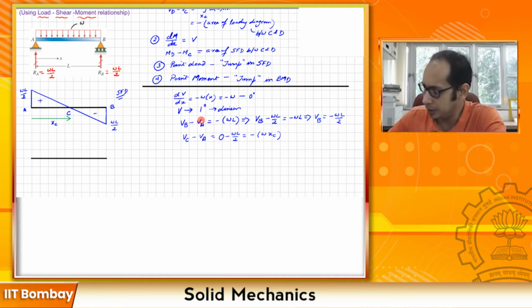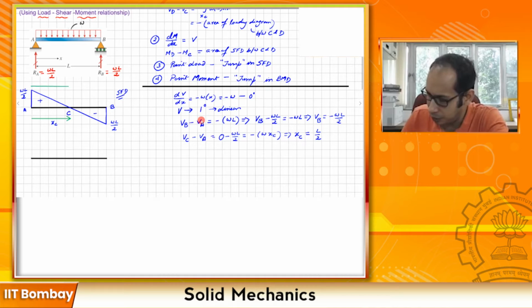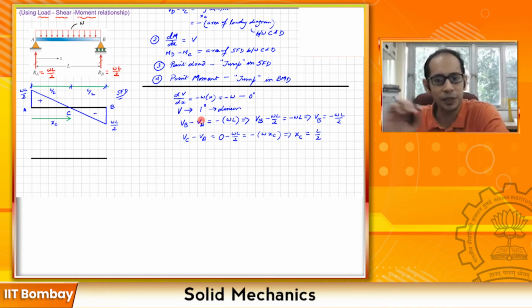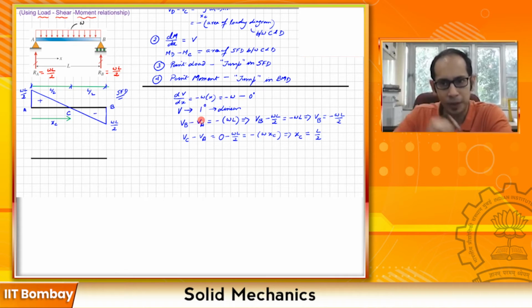So from that you can easily tell that your XC, where the 0 shear happens, comes out as L over 2, right? So we can get this intuitively, or if you want to go the hard-coded way, you can also derive it. So we have this point C over here. This is L over 2 and this is also L over 2. So I am done with my shear force diagram. You see, just purely using the relationships, I have drawn my shear force diagram.